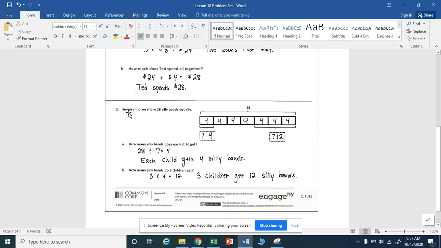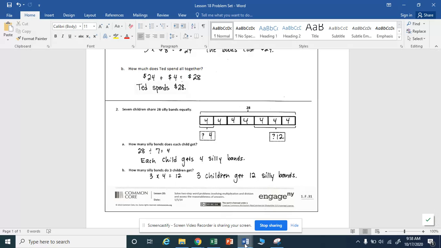Well, if we decided not to do 7 children but 3, it would be the same thing. I would just draw 3 parts to my tape diagram. The good news is we already have 3, so it would be 4, 8, 12. 3 children will get 4 silly bands each. 12 silly bands. So the answer is 3 children get 12 silly bands.